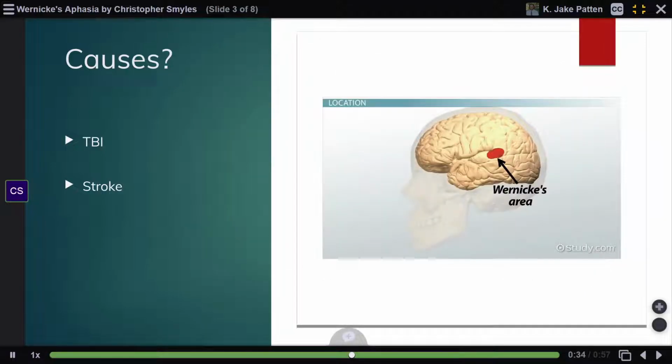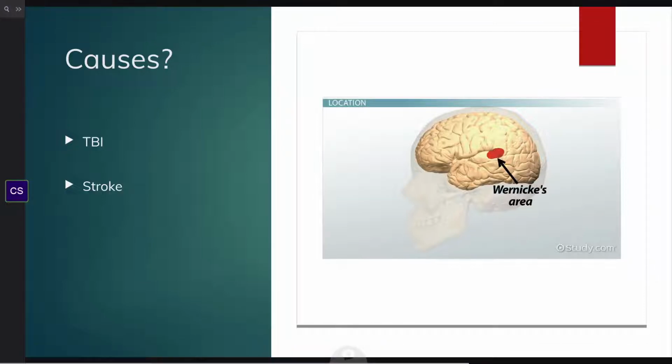But some common causes are TBI, traumatic brain injury, or if you get a stroke and the blood flow stops for like 15 seconds and oxygenated blood is not flowing through, it could damage it enough to where you can get Wernicke's aphasia if the blood flow is not going to this part of the brain.